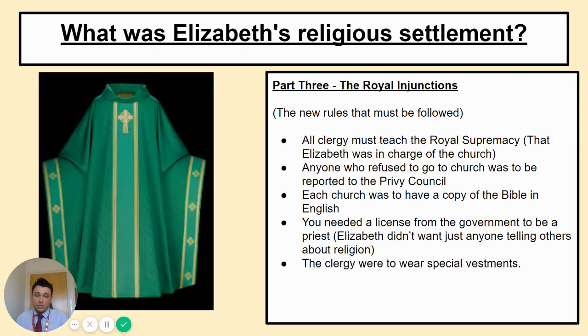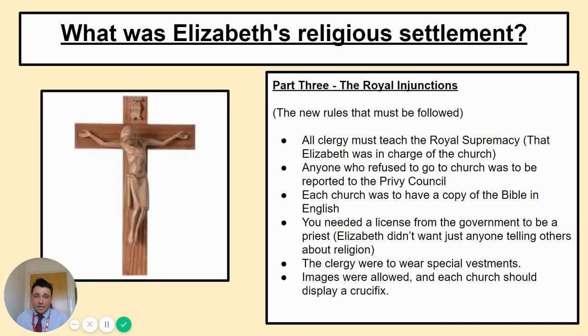The clergy were to wear special vestments, as we've seen already, to show that they were different. Again, clergy means church staff, people like priests. And Elizabeth said that images were allowed and that each church should display a crucifix. Now, there were some more points here, but I'm going to pause it here with these 6.